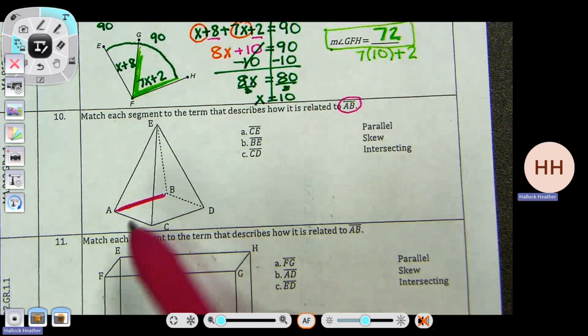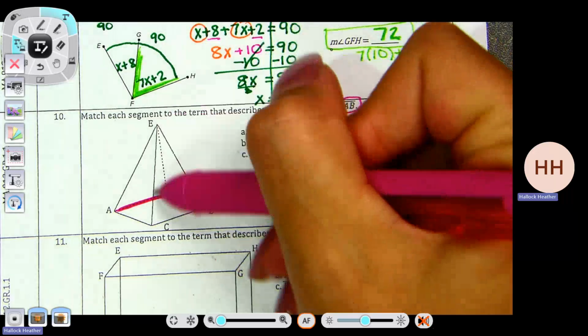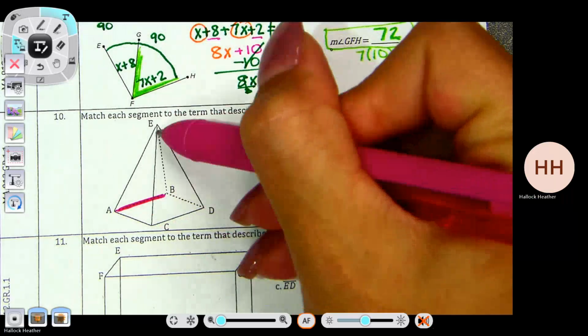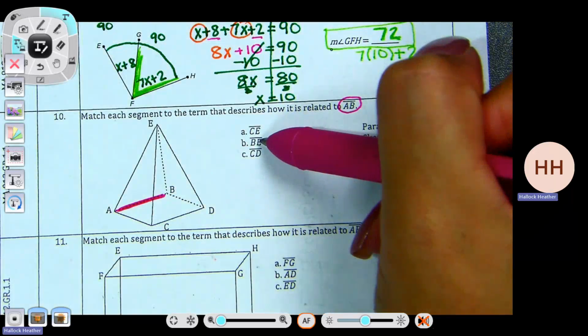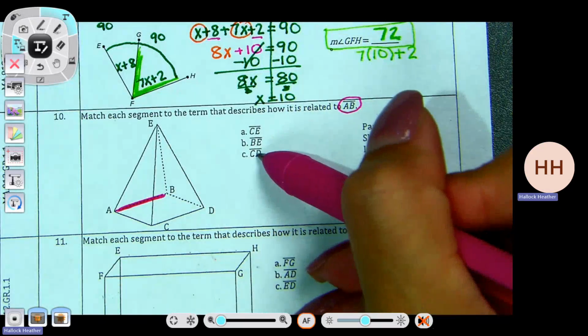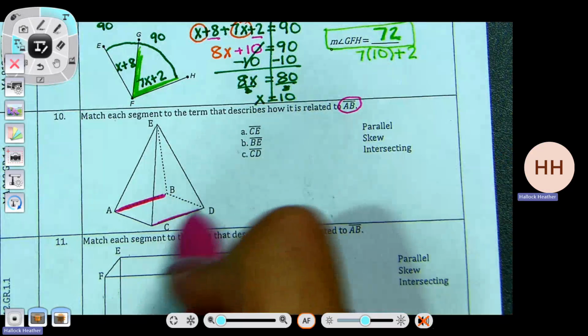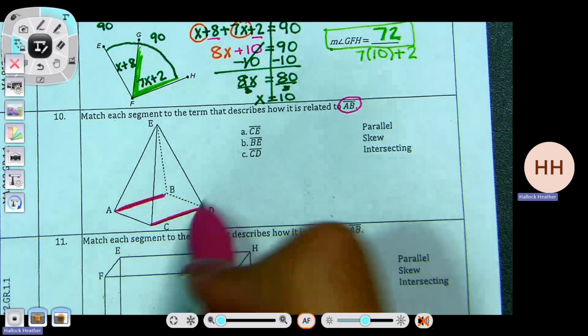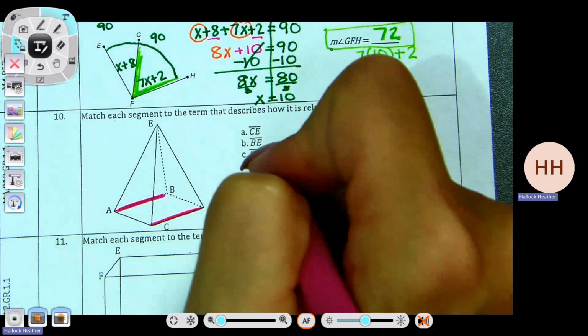So they're saying C to E. CE is this one. BE is this back one. C to D, that would be parallel to AB. So CD is parallel.